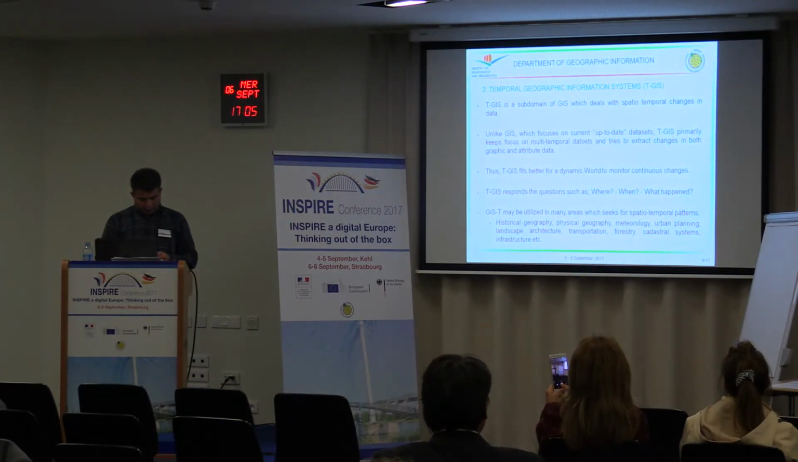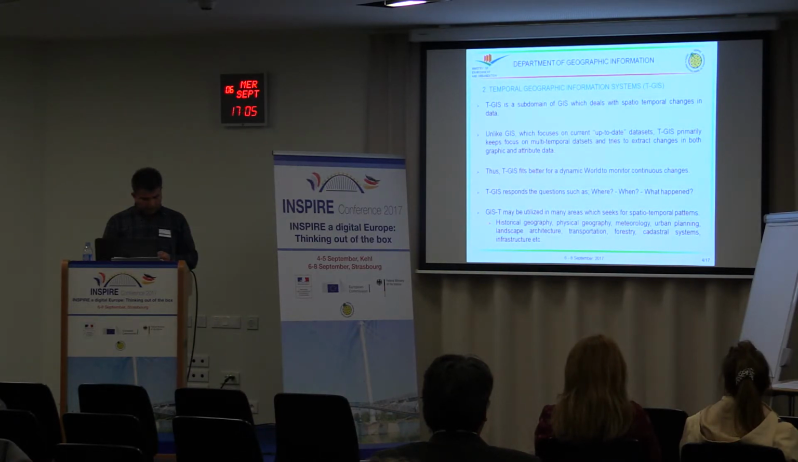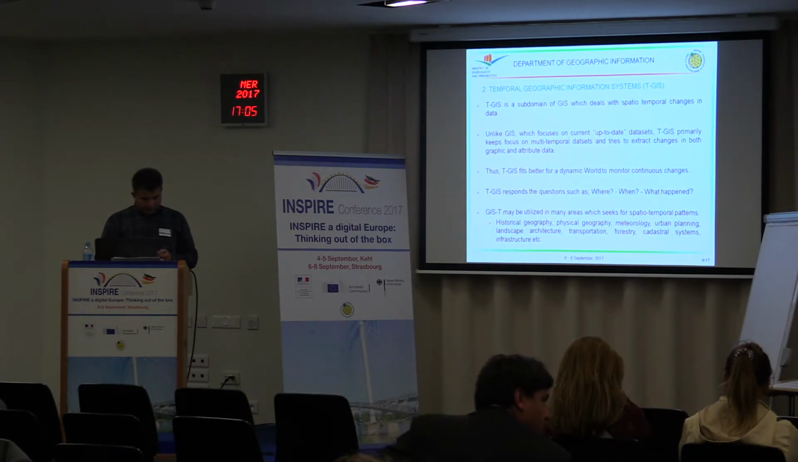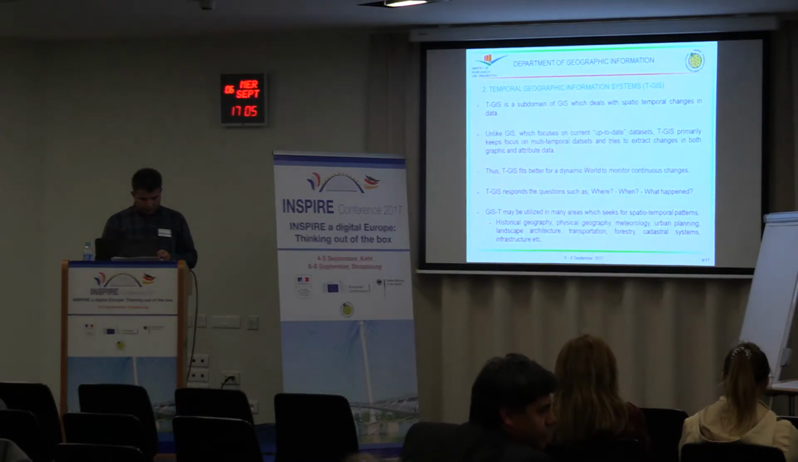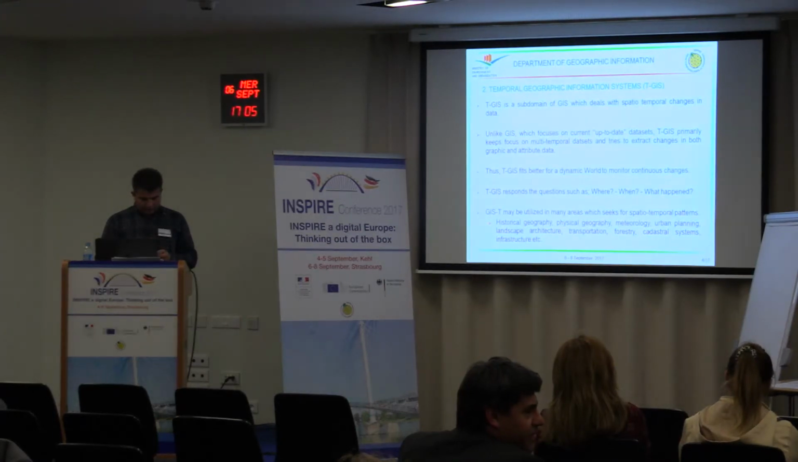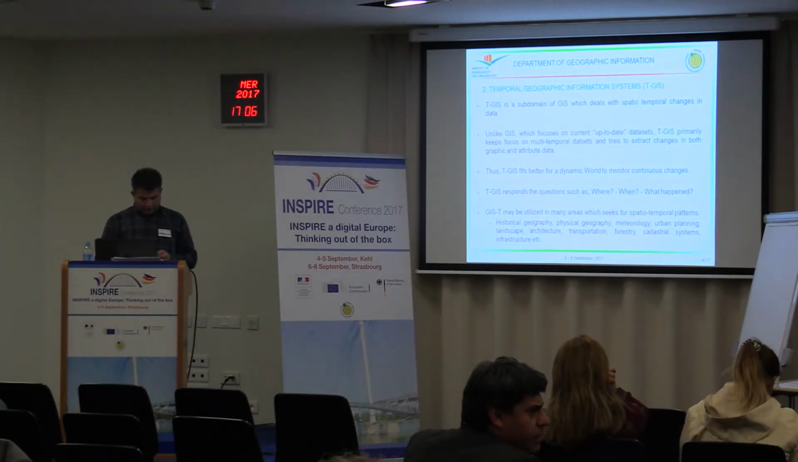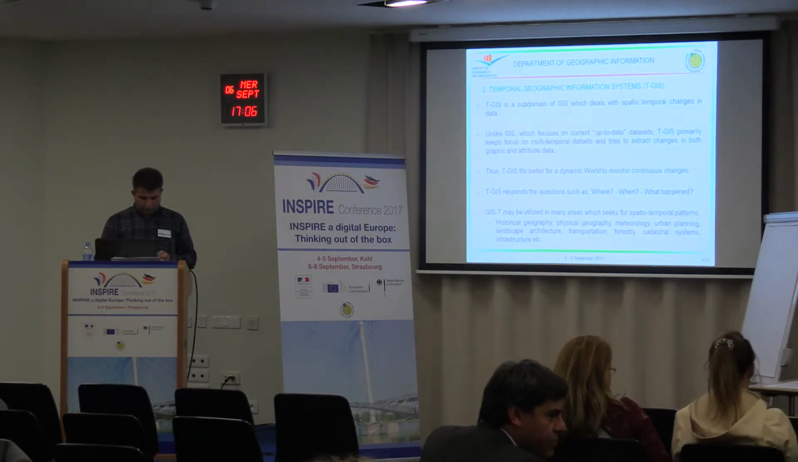TGIS is a subdomain of GIS which deals with spatio-temporal change in data. Unlike GIS, which focuses on current up-to-date data sets, TGIS primarily keeps focus on multi-temporal data sets and traces and extracts change in both graphic and attribute data. Thus, TGIS fits better for a dynamic world to monitor continuous changes. TGIS responds to questions such as where, when, and what happened.